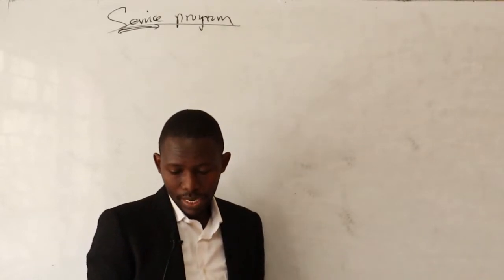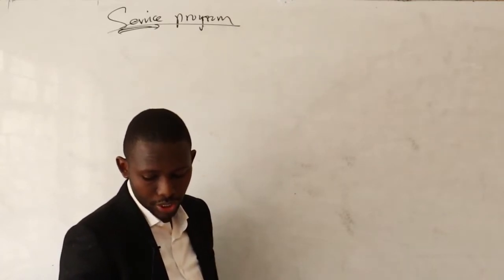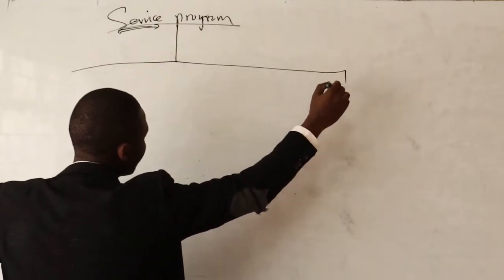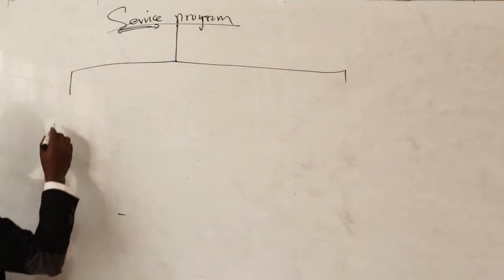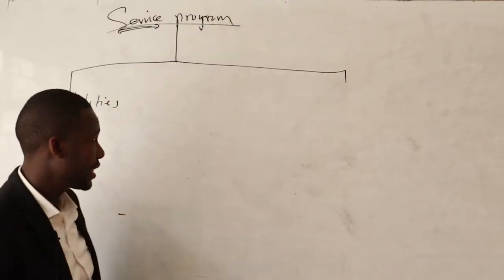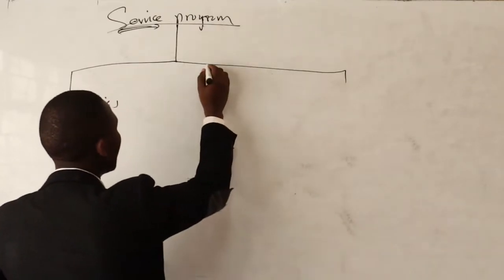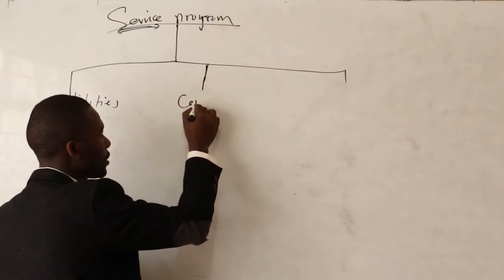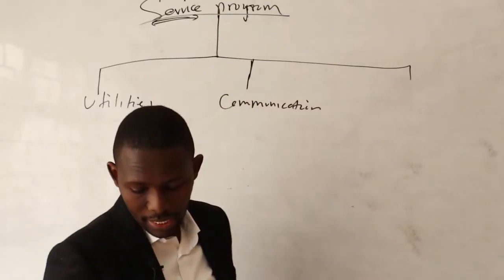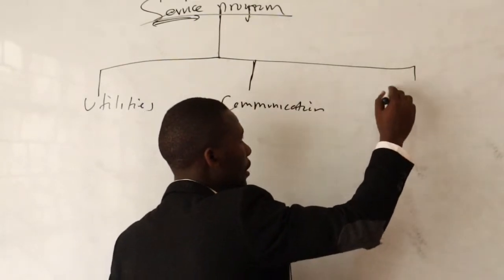So this service program can be divided into three. So you have three classifications here. Number one, we have utilities or utility softwares. The utilities are the most common service programs that we use. Then other service programs, we have communication softwares, so the protocols normally used in networks. And number three, we have development programs.